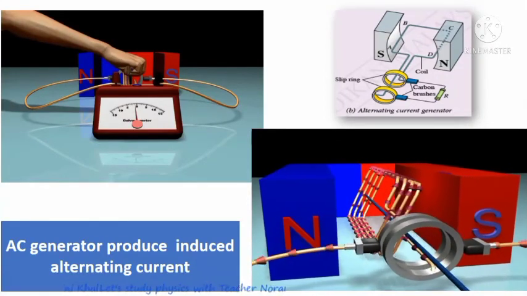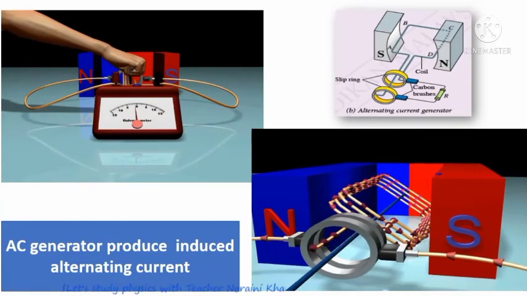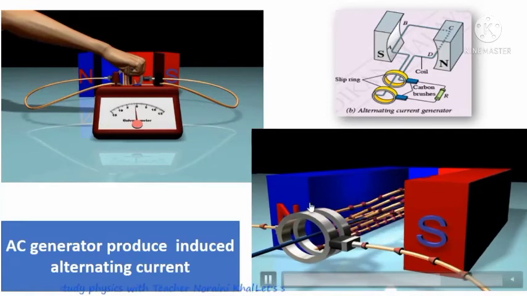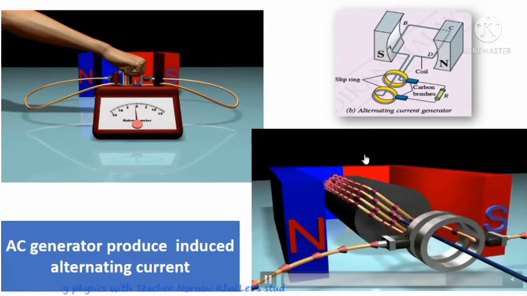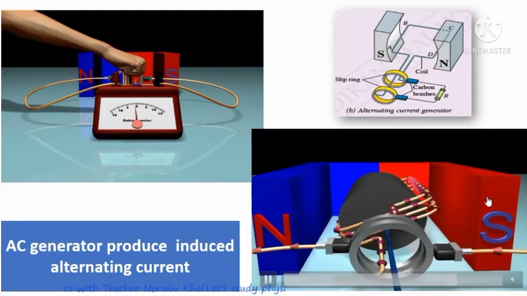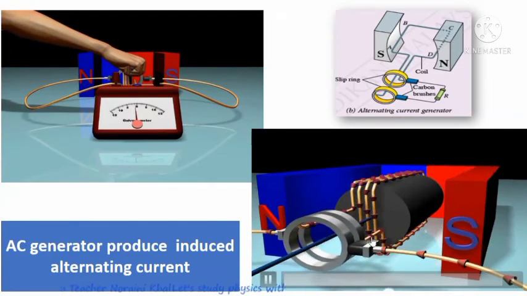What are the factors that affect the induced current produced by an AC generator? We can increase the number of turns of the coil. We can increase the strength of the magnet, and also we can increase the speed of rotation.